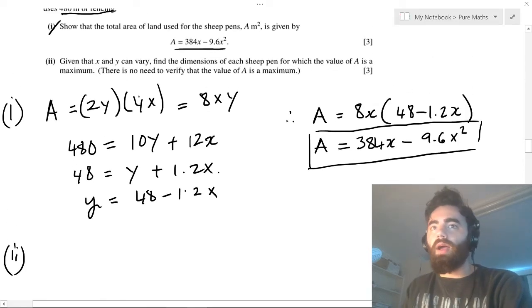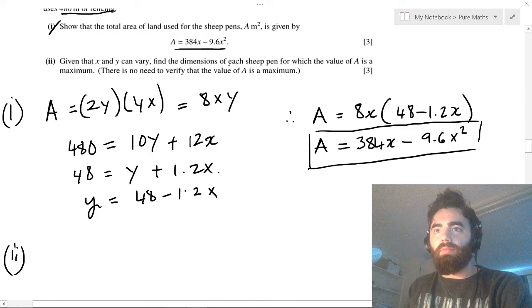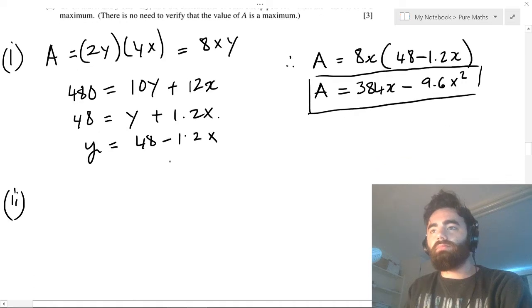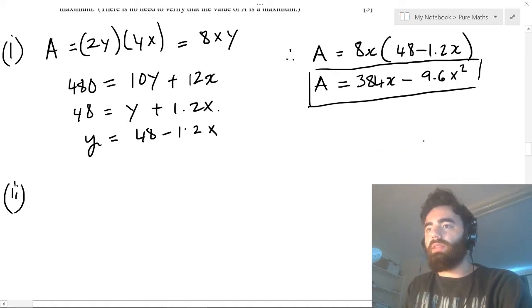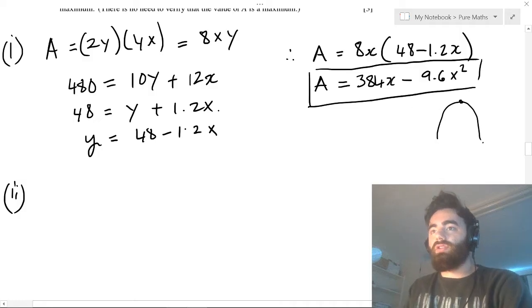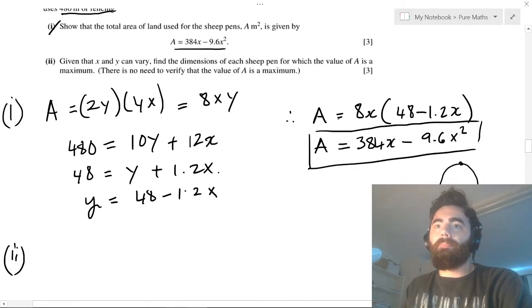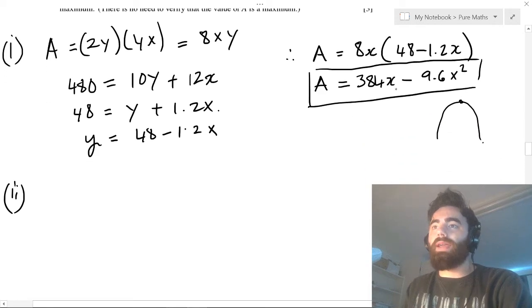Given that x and y can vary, find the dimensions of each sheep pen for where the value A is at the maximum. Well, this is going to look like this because of the negative in front of the x squared. It's going to look something like this. So the maximum will be at the vertex. You could also just differentiate. Or you could complete the square and find the vertex. That'll give you what x value makes A the maximum.